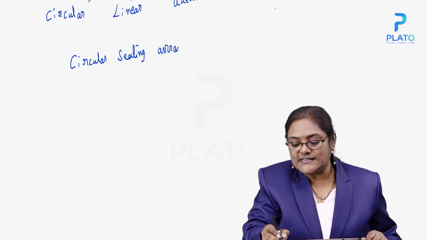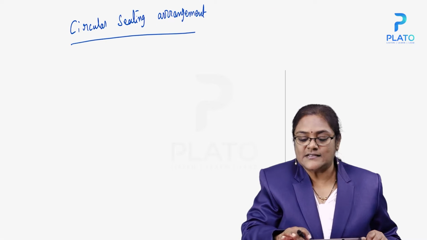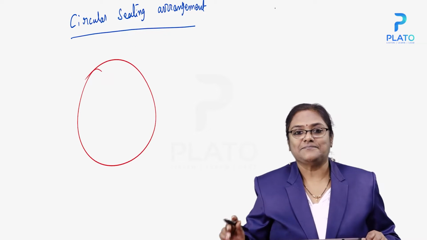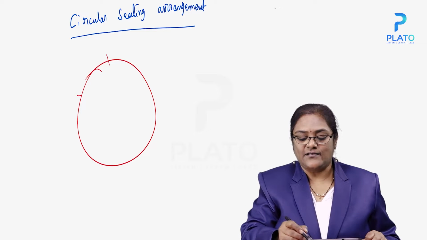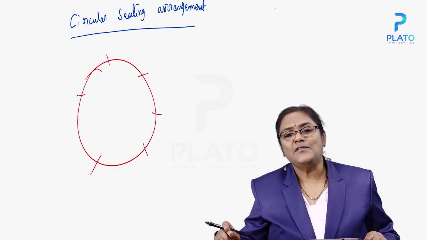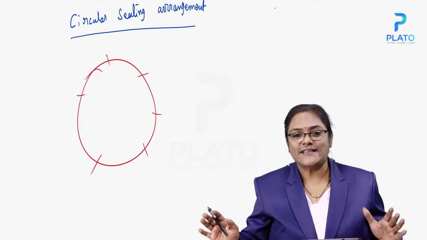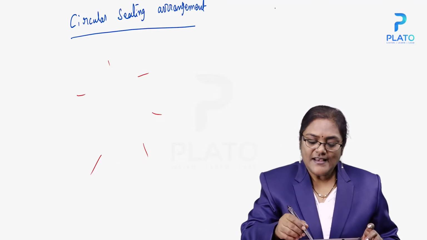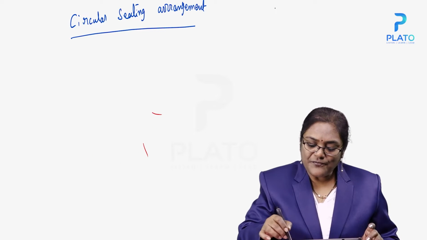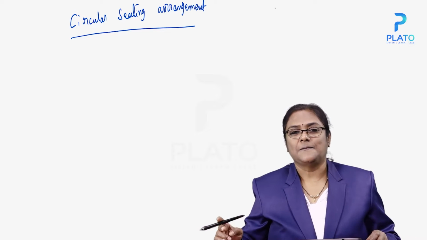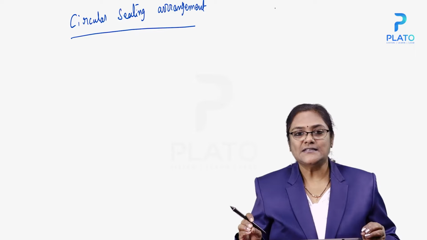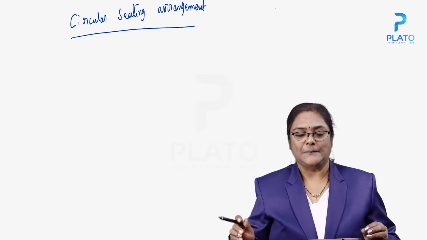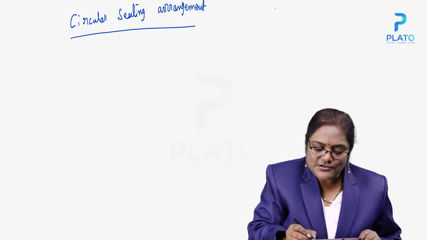The moment you hear circular seating arrangement, what you get in your mind is a big circle like this, and then you put some dots like this. But I just wanted to do the same thing in a different way. Instead of drawing any circle, just put the dots. For example, there are 6 persons sitting around a circular table. So just put 6 dots like this.